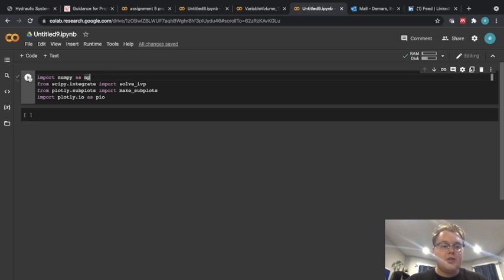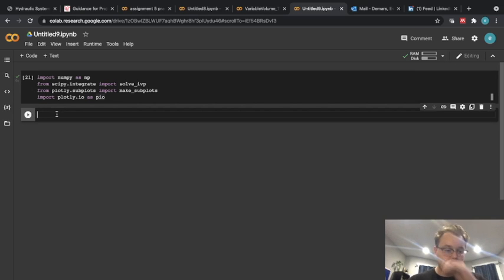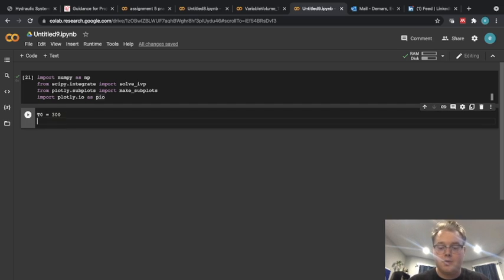I just opened a new set of code, and I've already brought in these imports. I'm importing NumPy, a scientific integration package from SciPy, and some programs for graphing from NumPy, SciPy, and plotly.io. The first step is to put in my variables and assign values to them. First of all, I know that the initial temperature of the fluid inside my reactor is 300 degrees Kelvin. So I'm going to say T0 is equal to 300.